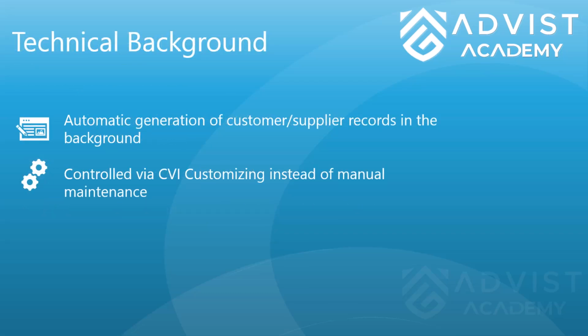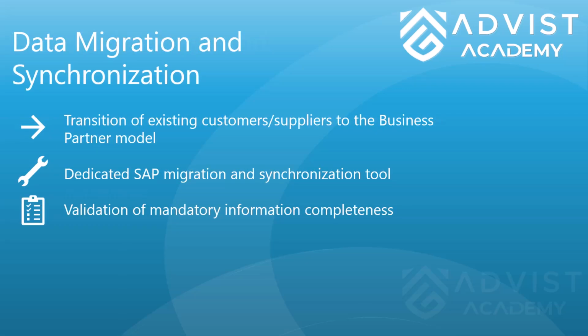In the background, customer-vendor integration ensures that a corresponding customer and/or vendor is automatically generated from the business partner. These objects are still technically required, for example for financial accounting or payment processing, but are no longer maintained manually. Instead, configuration is handled via CVI customizing. This includes defining number ranges, synchronization settings, and mandatory fields required for mapping between the business partner and customer or vendor roles.